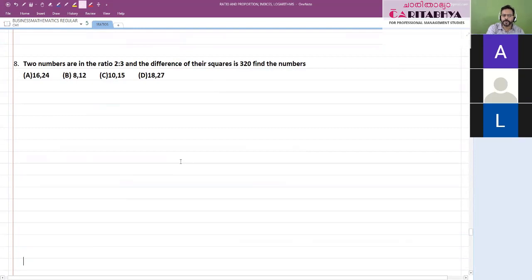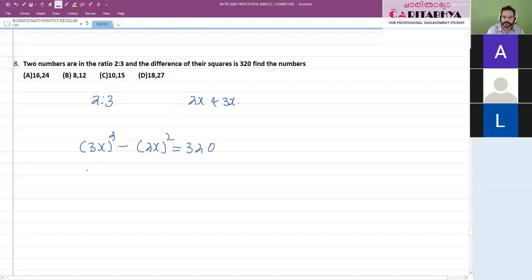Two numbers are in the ratio 2:3 and the difference of their squares is 320. Find the numbers. Two numbers are in the ratio 2:3, that means 2x and 3x are the original numbers. The difference of their squares, higher term minus lower: 3x square minus 2x square is equal to 320. 9x square minus 4x square equal to 320. 5x square equal to 320.